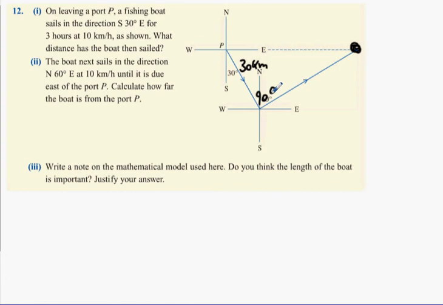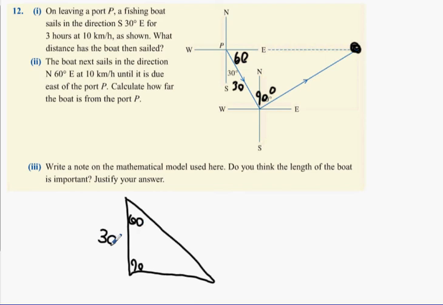Now we also need something else. Can anybody tell me what angle this is up here? 60. Why? It's a right angle triangle, so it has to turn into 60. So basically, this question has turned into this. There's a right angle triangle. One of the angles is 90, the other one's 60. This is 30 kilometers. And what I want us to find out is how far the boat is from port P. So we want to find out what this red distance is.